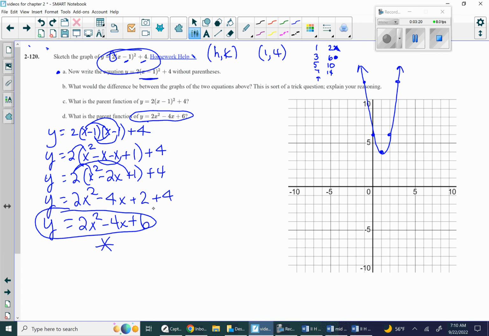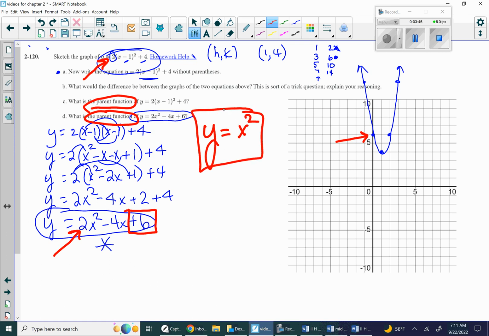Notice that just a couple of things we can identify from the standard form is that the y-intercept is 6. Oh my goodness, look at that. The y-intercept is 6. All right, the growth rate here is 2. Oh my goodness, the growth rate here is still 2. So just because they're in different forms doesn't mean the graph itself changes, okay? So they are asking us what is the parent function, and the parent function is simply y equals x squared. That's that parent function, okay? Hope that helps.